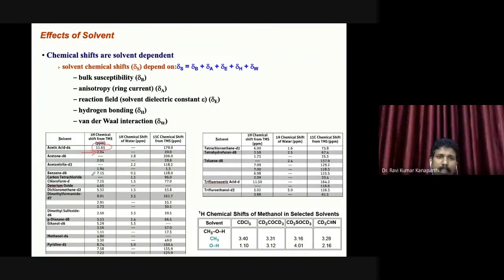And then benzene D6 is at 7.15. Then chloroform D. I have already explained that 7.26 or 7.25 is the very unique peak of chloroform. Chloroform D is the widely used NMR solvent, and for most compounds it is a very nice solvent in terms of solubility. Now, deuterium oxide, deuterated water, shows a residual proton at 4.65. So these are the different positions.